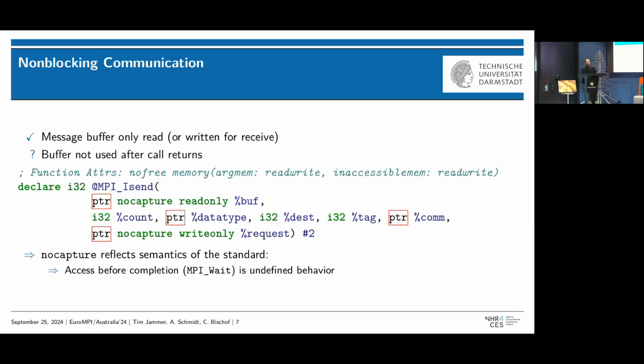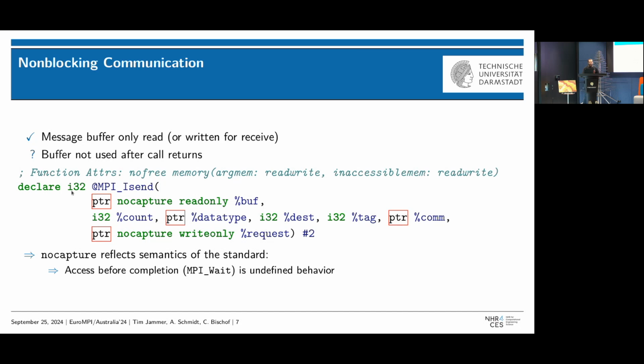But what we can tell the compiler here is actually MPI is finished using the buffer after the ISEND has completed. And the reason here is again the same. The no capture reflects the semantic of the standard because the user is not allowed to access the buffer anyway before the operation is completed, before they ensured completion, for example, with MPI wait. So this way we tell the compiler that it's completed at that point because we know that it will not trigger undefined behavior, or at least no undefined behavior that wasn't originally in the application.